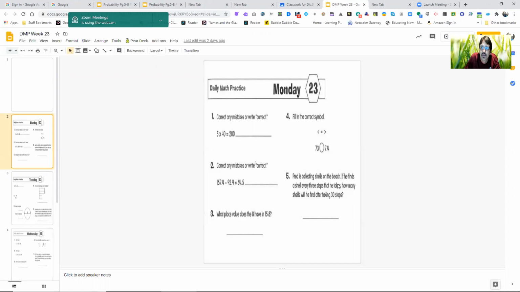And Fred is collecting shells on the beach. If he finds a shell every 3 steps that he takes, how many shells will he find after 30 steps? You can either do that as a multiplication question or addition.